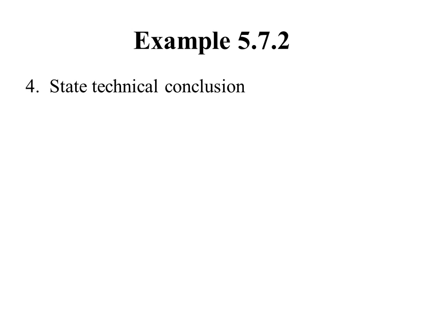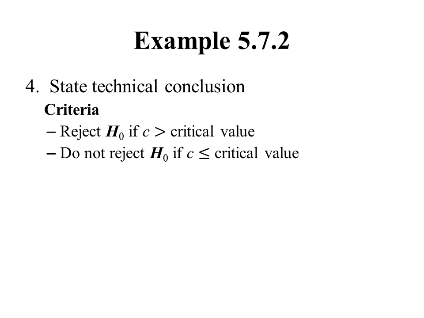Now, step 4 of our hypothesis testing method is to state the technical conclusion, which is always either reject the null hypothesis or do not. Now, let's talk about a couple of different criteria that we can use to come to our technical conclusion. One criteria is to compare our test statistic C to the critical value. And we reject the null hypothesis if C is bigger than the critical value, and we do not reject the null hypothesis if C is less than the critical value. Again, this critical value is like a cutoff between a large value of C and a small value of C.